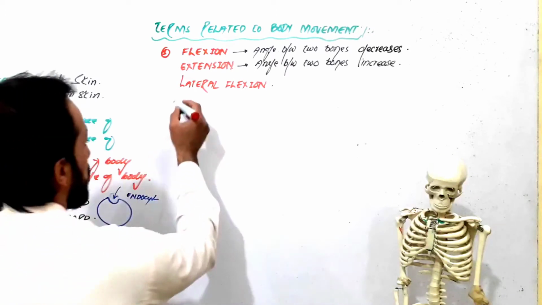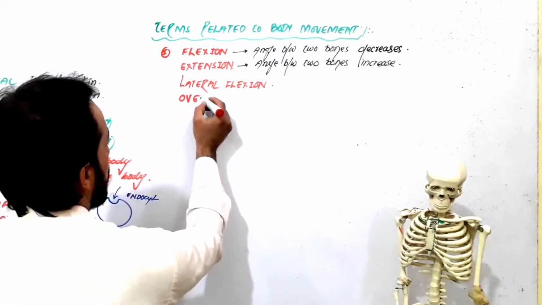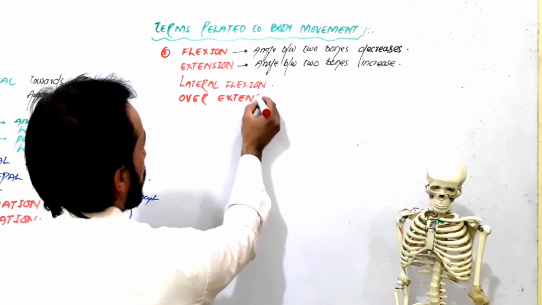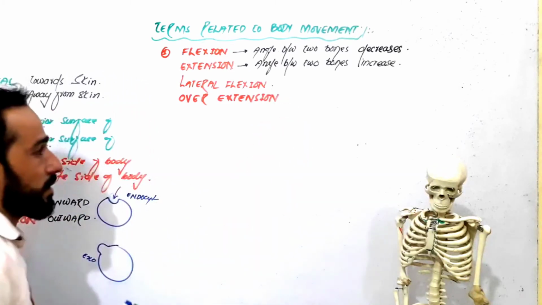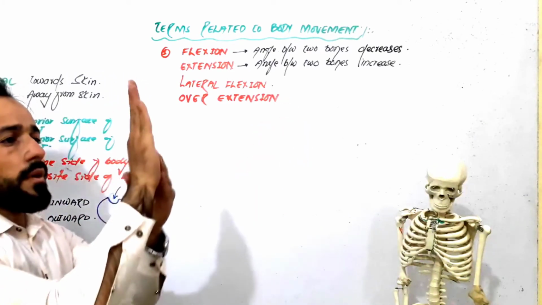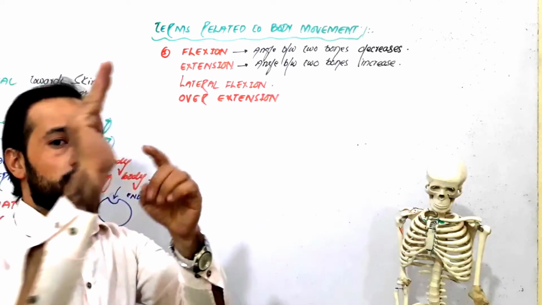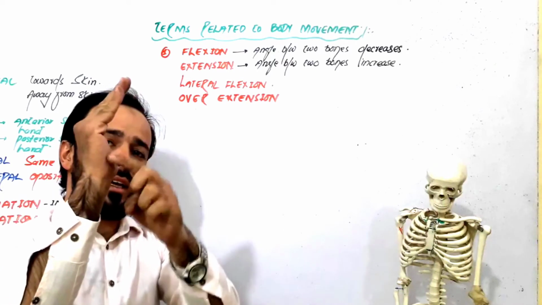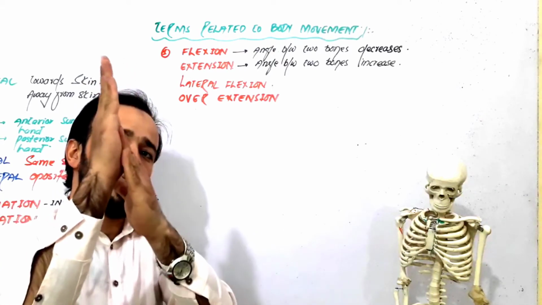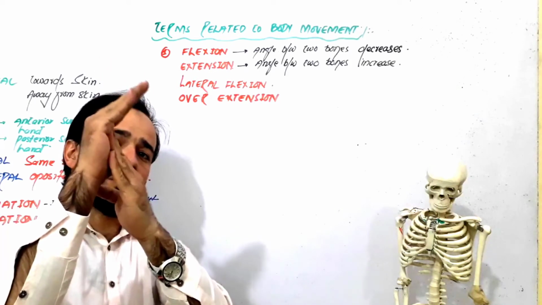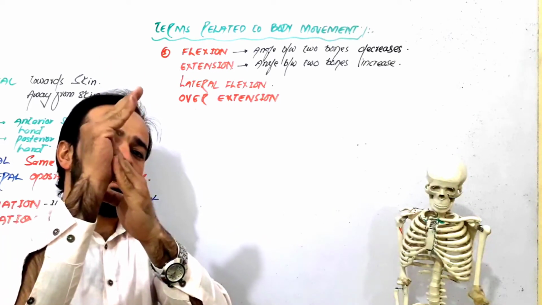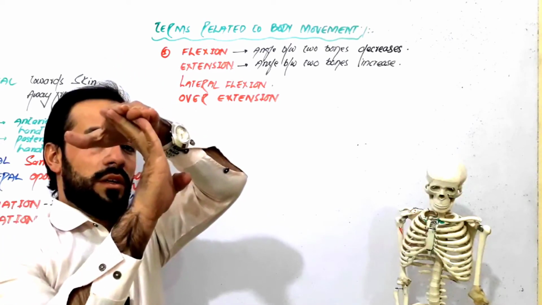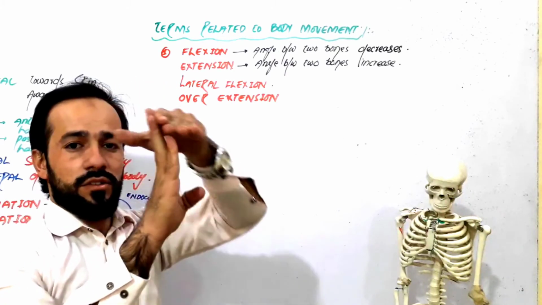Clear, friends? And then there is another term called overextension. Look, I will tell you about this also. When the hand moves like this, the angle is decreasing. The angle here is 180, but when it comes down, the angle decreases. This movement is called flexion. When it is going back, this is called extension. When it reaches its own position and you extend it further, this is called overextension.